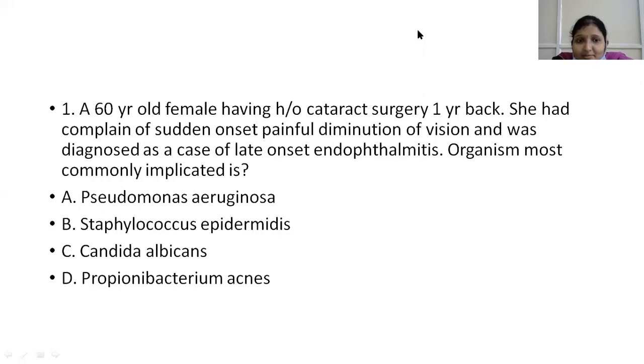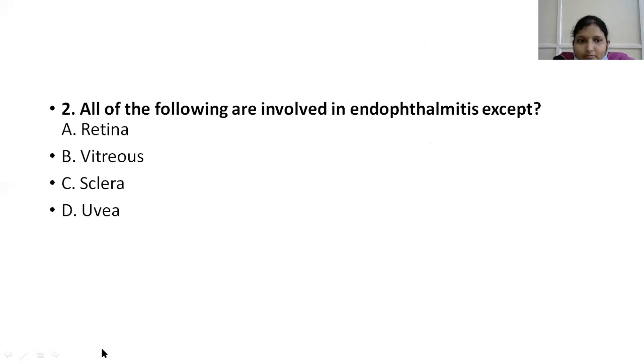So someone has typed it as A. No, the answer is Propionibacterium acnes. It is responsible for delayed onset endophthalmitis. So the next question. All of the following are involved in endophthalmitis except retina, vitreous, sclera, and uvea. So what is the answer for this question?